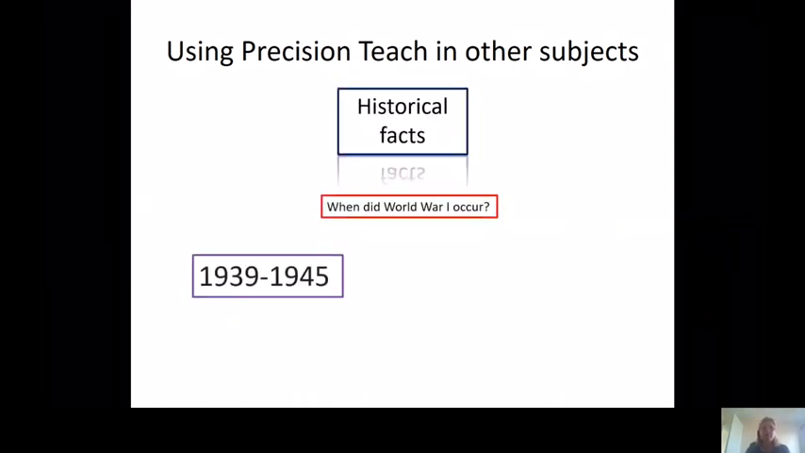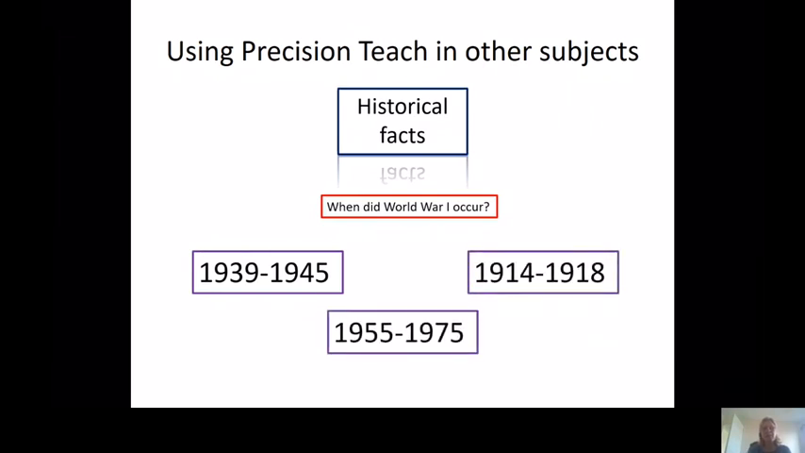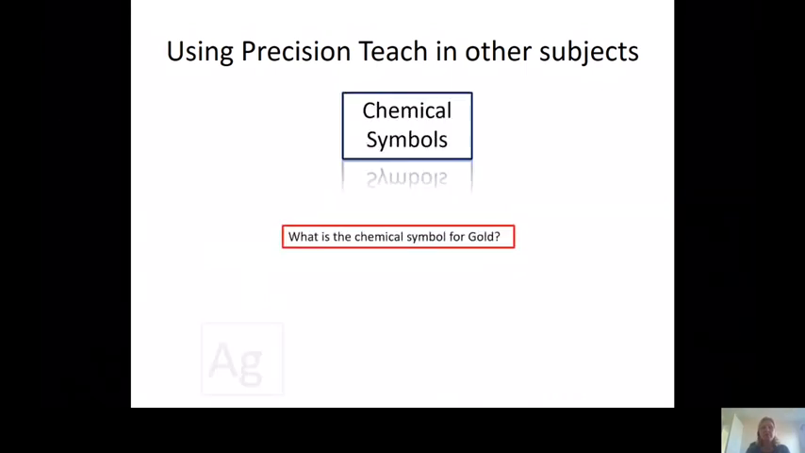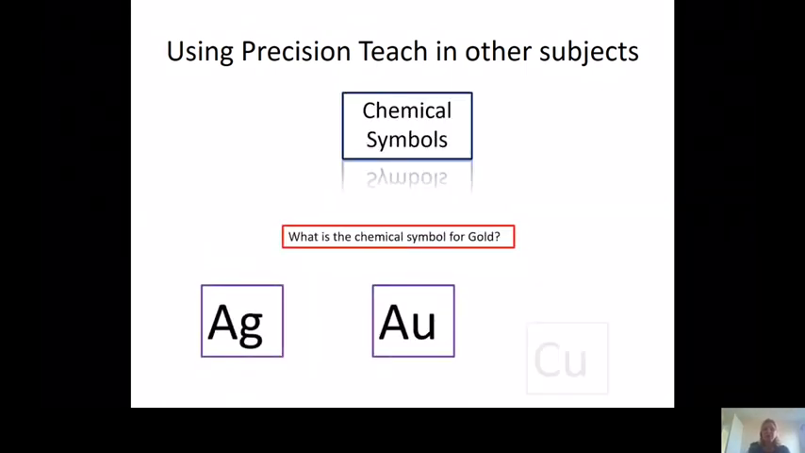You can use it for remembering and recording historical facts. The question is, when did World War I occur? Was it 1939 to 1945, etc.? You could use it for remembering chemical symbols. Now, obviously here we've got much older children. So we'll read the flashcards and we'll be asking the question, which is the chemical symbol for gold, for example, and the child will be able to choose.